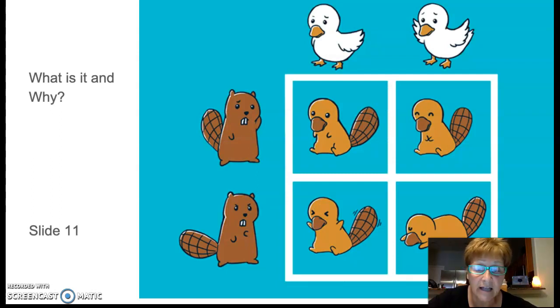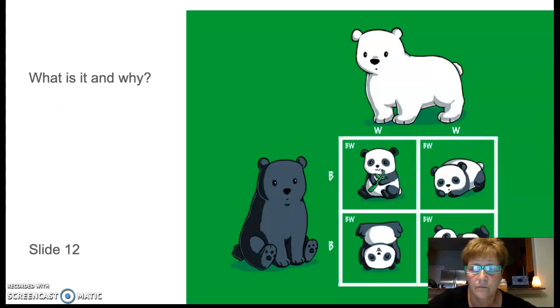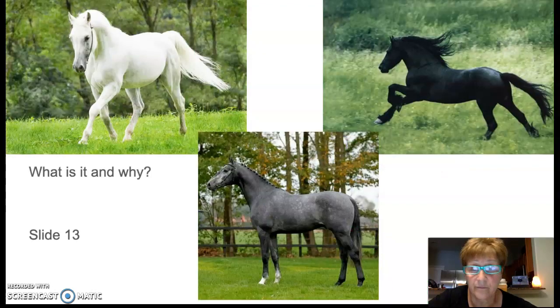What do you see on slide 11? What do you think it is? Is it codominance or incomplete dominance? Here we have a white bear and a black bear, and together they're creating what the panda looks like. So they have markings that are both white and black. So you're going to decide whether you think it's incomplete dominance or codominance. Slide 12. Slide 13. What is it and why?